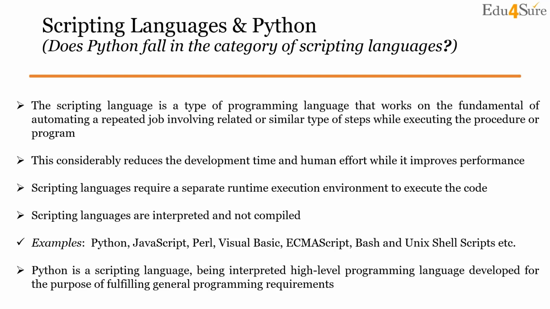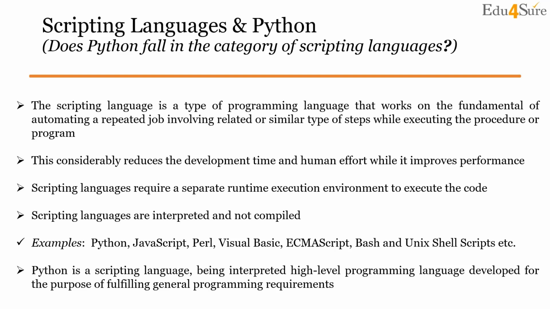Python is also a scripting language. But why so? Because it is an interpreted high-level programming language. It is a high-level language that is developed for the purpose of fulfilling general programming requirements. The most important point that makes Python a scripting language is it being an interpreted language. So one of the features that makes any language a scripting language is its support for an interpreter rather than a compiler.